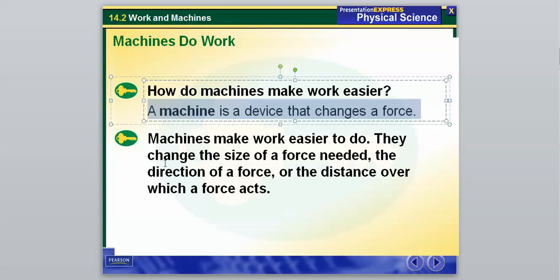Machines make work easier to do. They can change the size of a force needed, they can change the direction of a force, or the distance over which a force acts. So machines can really help us out when we talk about changing the type of force, maybe making a little bit less force than we would need, making jobs a little bit simpler.